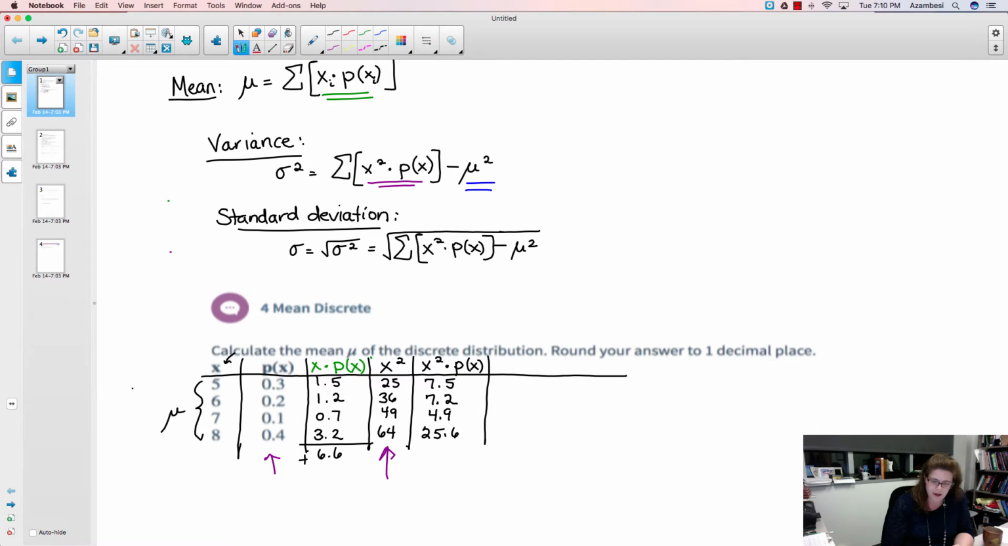All right, we're almost there. For that variance, I need the sum of this column. So I'm going to add it up, 7.5, 7.2, 4.9, and 25.6. Gives me a sum of 45.2.